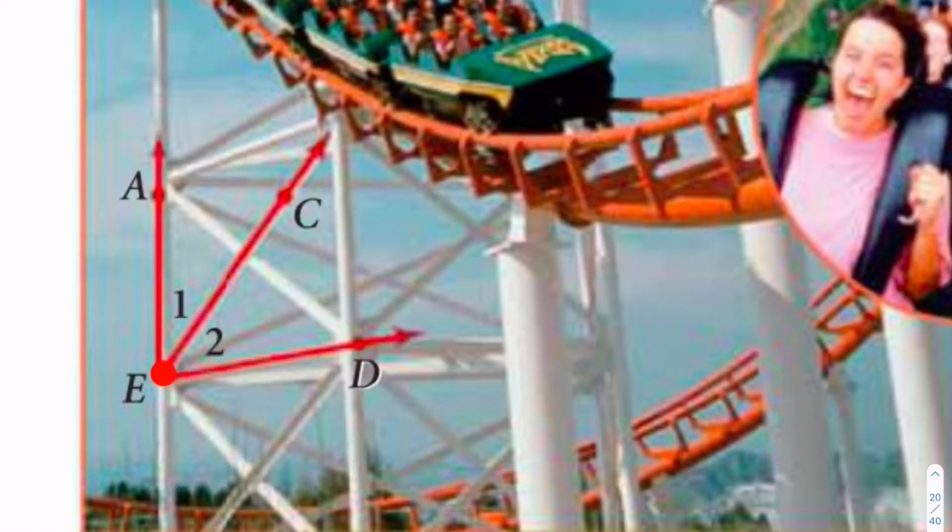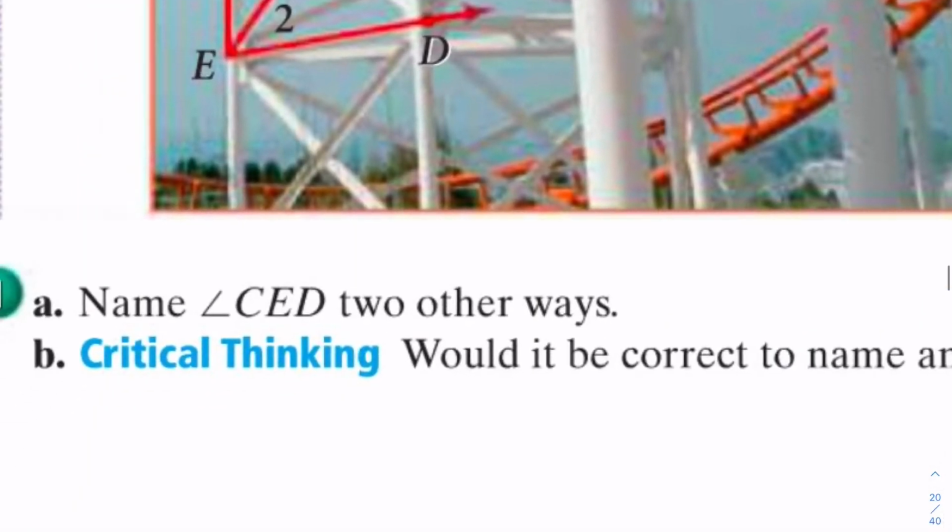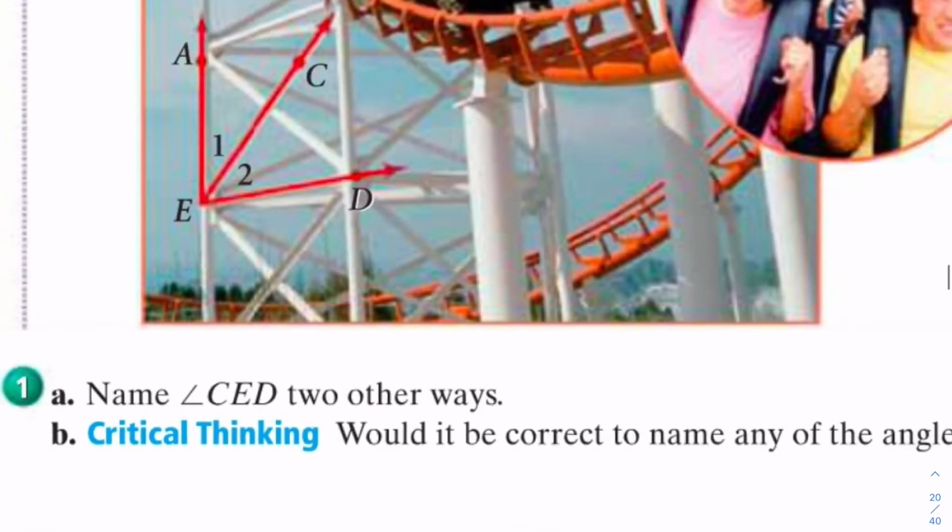CED is another angle. And also AED is the third one. Notice that AED is composed of both AEC and CED. So it says name CED in 2 other ways. Well, CED, we can name it angle DEC going in the other direction, and we can also name it angle 2.